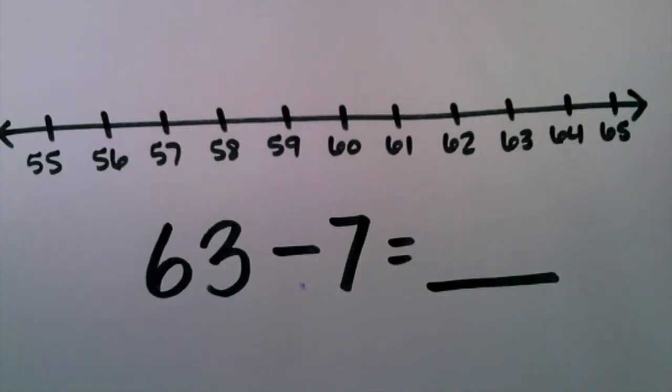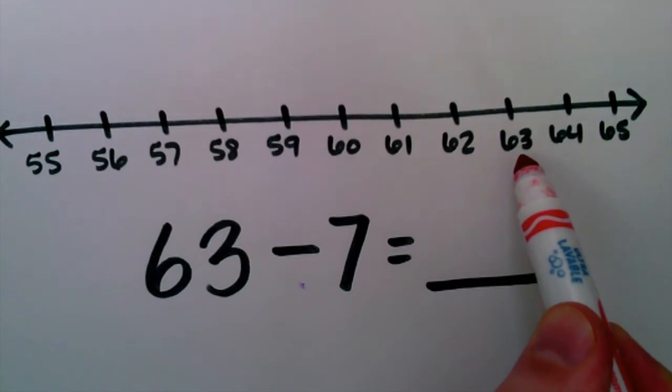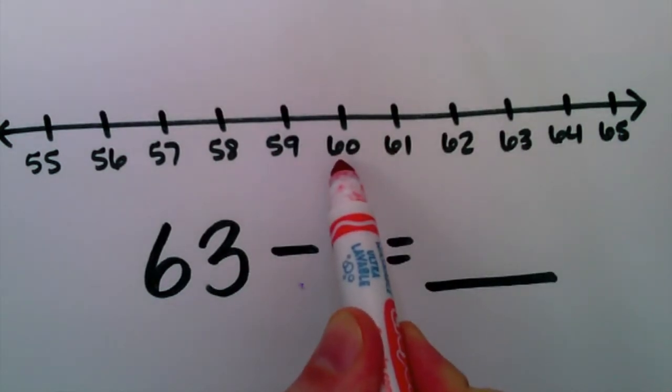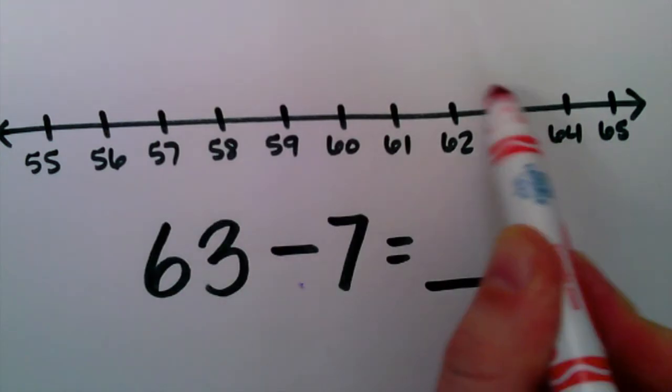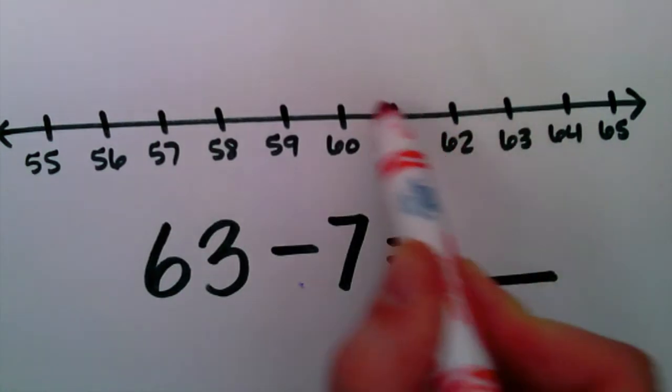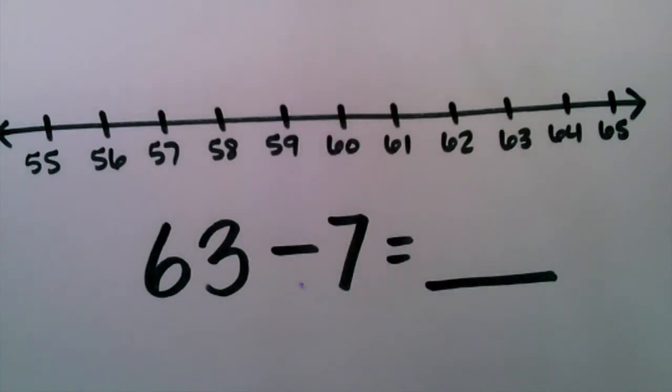63 take away 7. How many ones should be taken away from 63 to make it a tens number? Here's 63 on the number line. Here's 60, a tens number. 1, 2, 3. 3 ones need to be taken away from 63 to make it a tens number. And you can also know this by looking at 63 and looking at that ones column. 63 is made up of 6 tens and 3 ones. So we got to take away 3 ones to turn it into a tens number.